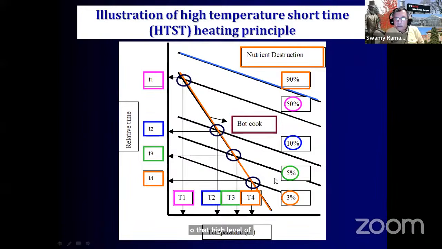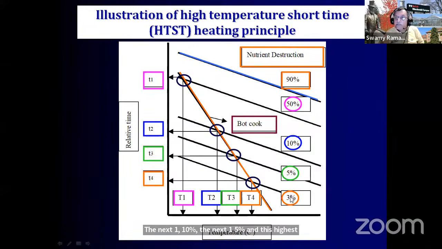These parallel lines show reduced time for reduction in destruction of the nutrient. This is the 50% destruction line, 10%, 5%, and 3% destruction. So on this line, you only destroy 3% of the nutrient. If you look at these four points, the top one, long time, low temperature, results in 50% destruction of the nutrient, the next one 10%, the next one 5%. And this highest temperature, lowest time results only in 3% destruction of the nutrients.